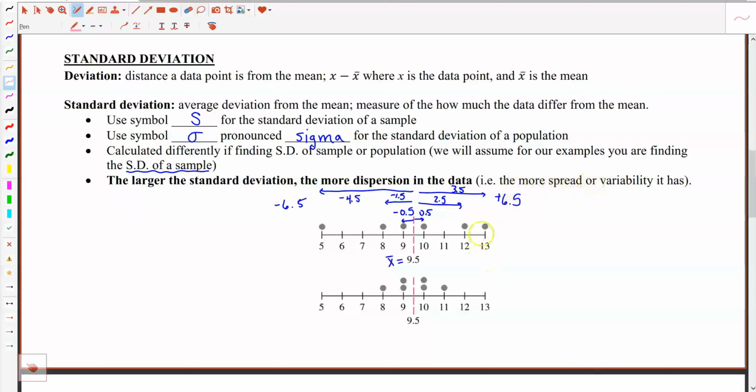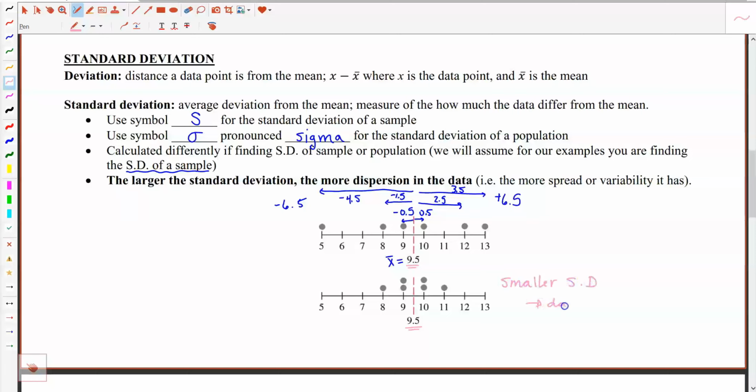So between these two examples, notice that they have the same mean, but these two data sets are going to have very different standard deviations. If you have more dispersion in the data, or the data is more spread out, you're going to have a larger standard deviation. If your data is more tightly clustered about the mean, then you're going to have a smaller standard deviation. Okay, so in these two data sets, just by eyeballing what's going on with the data, this data set down here is going to have a smaller standard deviation.